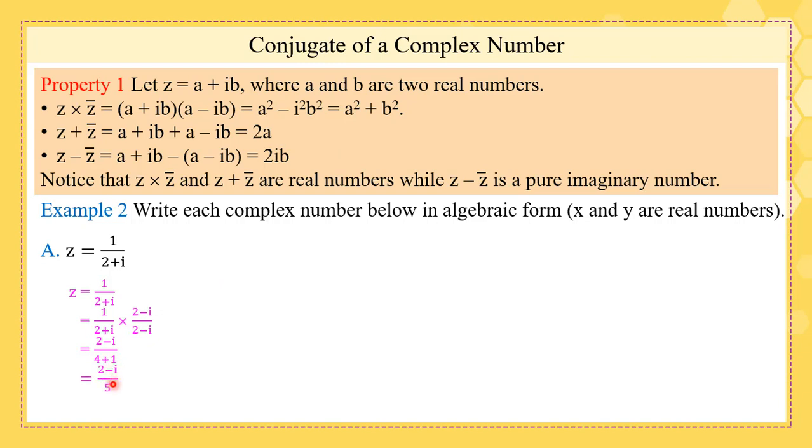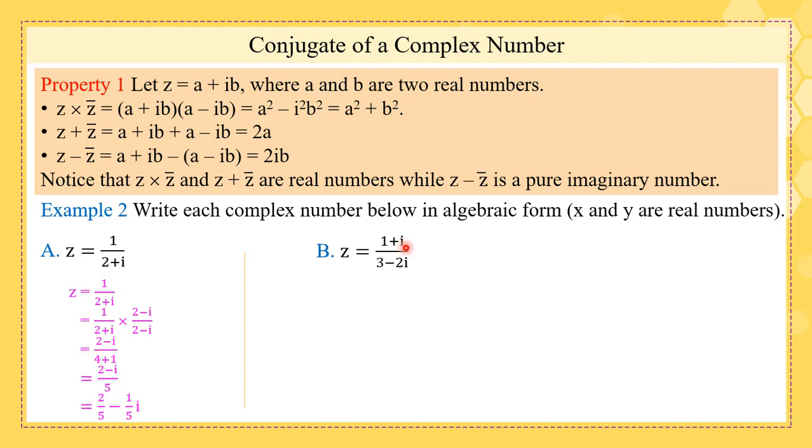So this is 2 minus i over 5, and remember this is not yet given in algebraic form, because for the algebraic form we have to specify a alone and b alone. This would be 2 over 5 minus 1 over 5 i. And in this specific case, a is 2 over 5 and b is negative 1 over 5. So where do we use the conjugate of a complex number? One of its usages is when we want to remove i from the denominator.